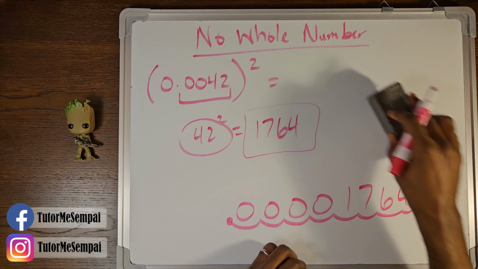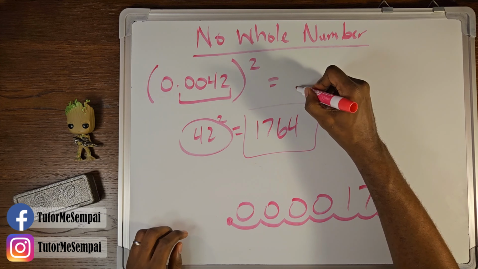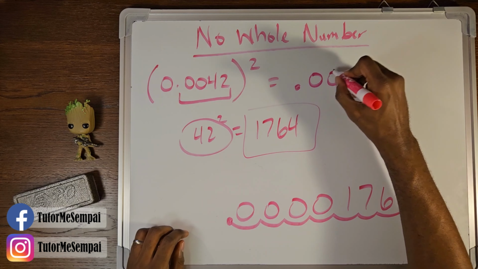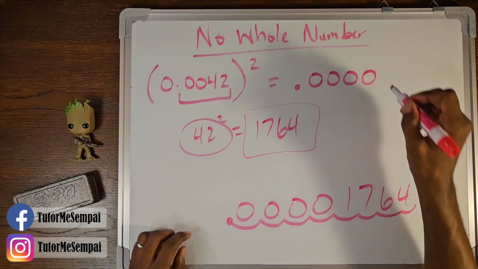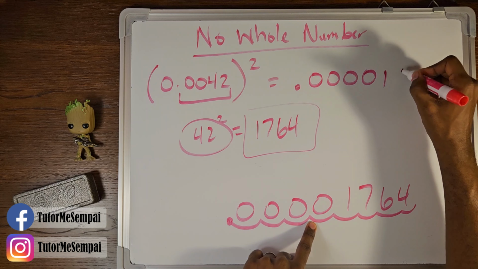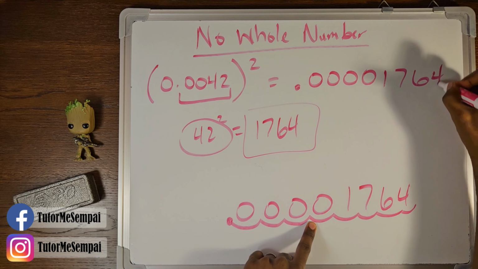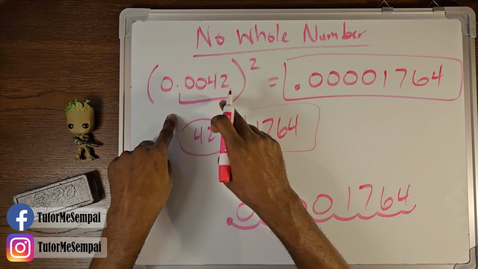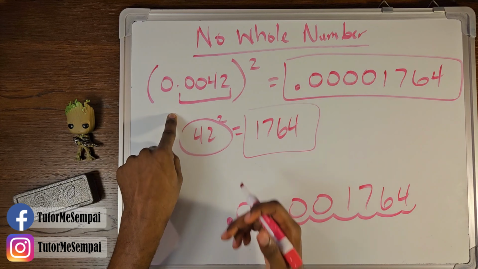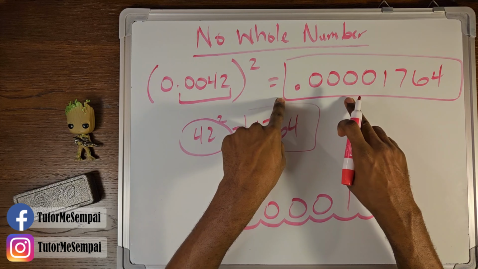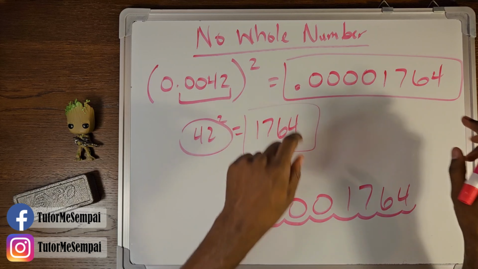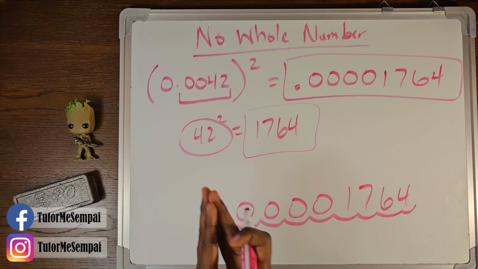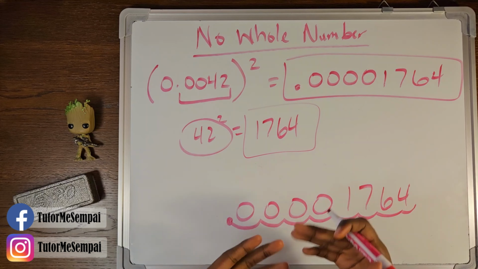And we can rewrite this without all the extra bumps to be 0.0000, there's 4 zeros, 1764. This is going to be our final answer. 0.0042 squared is going to be 0.00001764. So let's look at an example that does have a whole number and see how that changes anything.